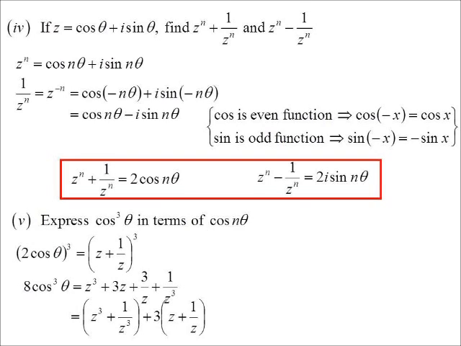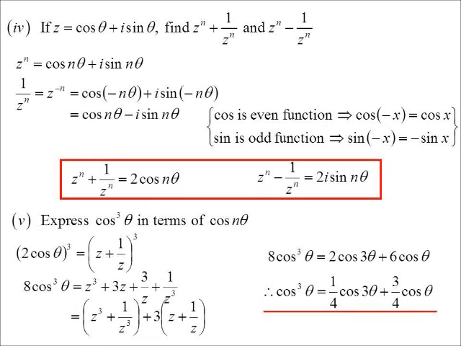But now I'm going to use this relationship again. z cubed plus 1 on z cubed, well, n is 3. That'll be 2 cos 3 theta. And z plus 1 on z, well, n is 1. So I can rewrite it 8 lots of cos cubed, because remember we cubed the 2 as well over here on the left-hand side, will be 2 cos 3 theta plus 6 cos theta. Divide both sides by 8, and we come up with a relationship for cos cubed in terms of n theta.